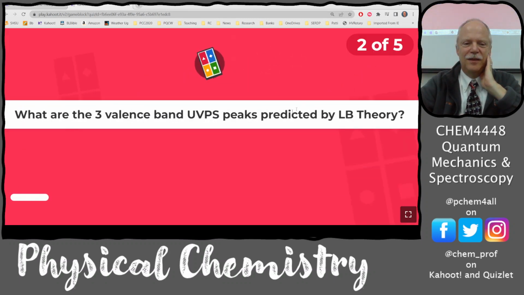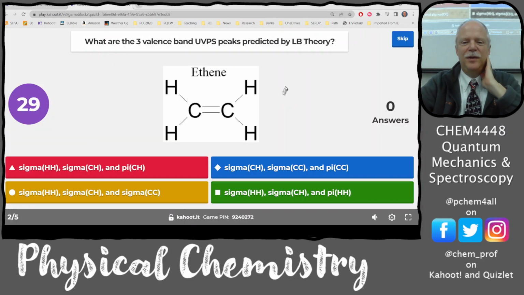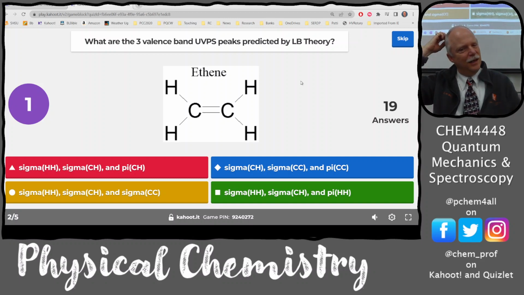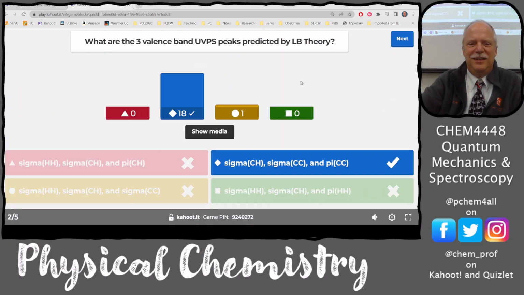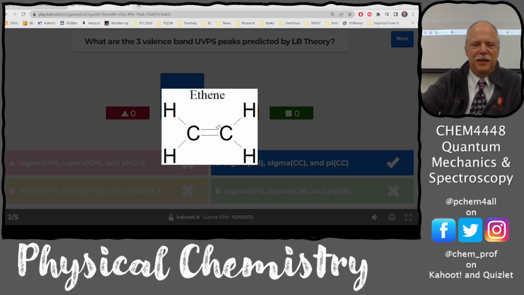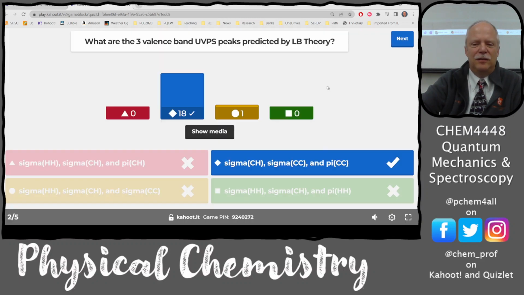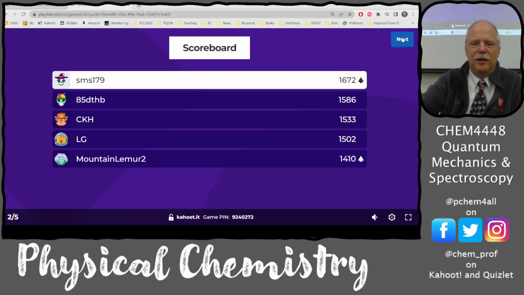Let's look at the next one. What are the 3 valence band UV peaks predicted by local bond theory? So looking at these different kinds of bonds, what would we call them? Some of these have some obvious problems. Yeah. Okay, very good. So we're looking at the sigma bond between the CH, so that's this bond here, and in a double bond, one of those is the sigma bond, and one of those is a pi bond. So we have the sigma CH, the sigma CC, and the pi CC.